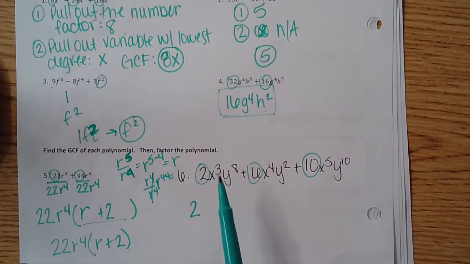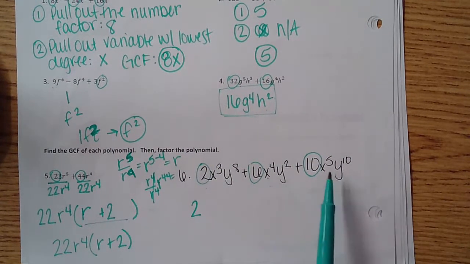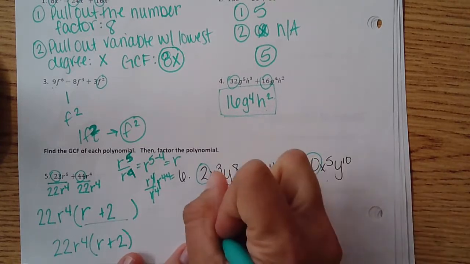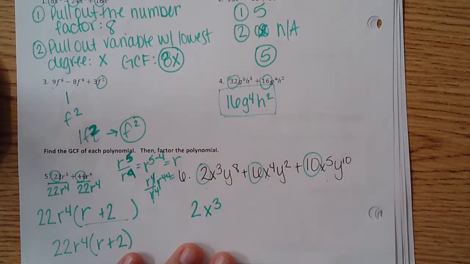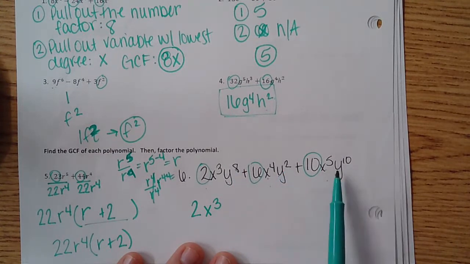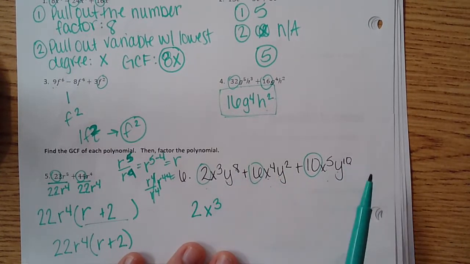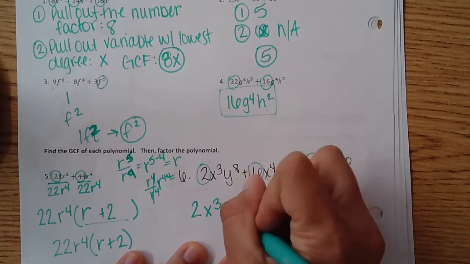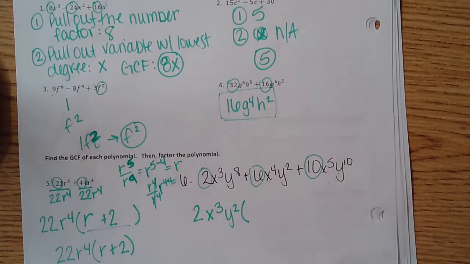Now I look at the x's. I have x to the 3rd, x to the 4th, and x to the 5th. So I can pull out x to the 3rd. So that's the smallest one. Y to the 8th, y to the 2nd, y to the 10. What is the smallest variable with the y's? Y to the 2nd. So we pulled that out.